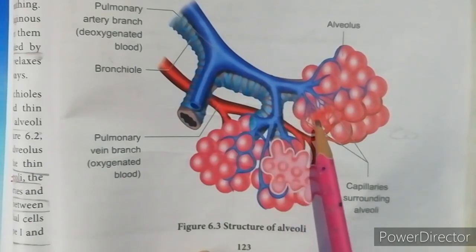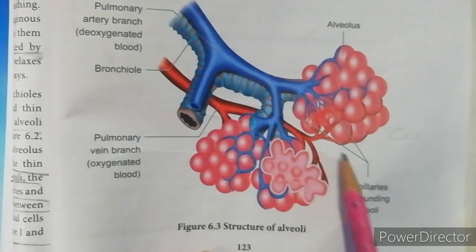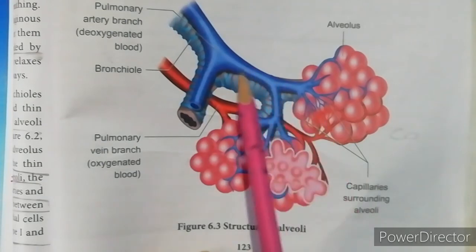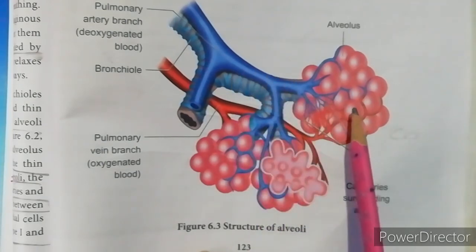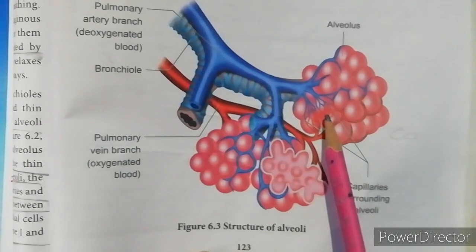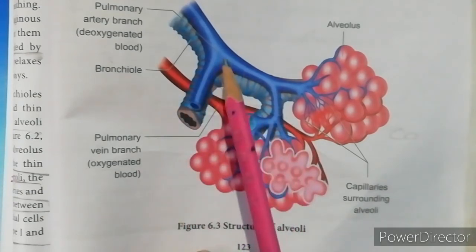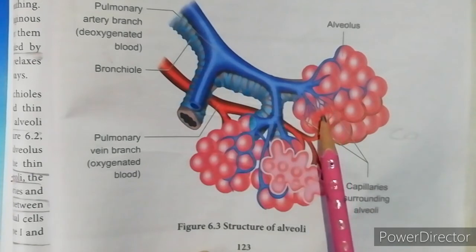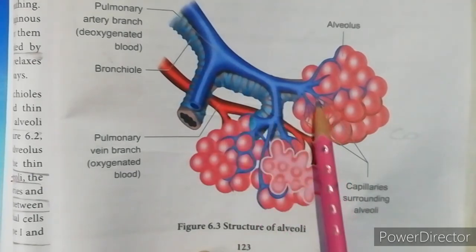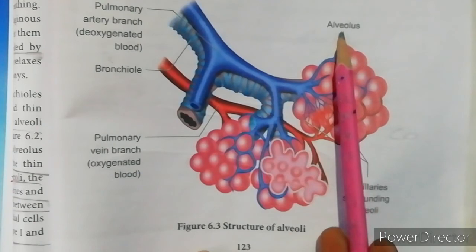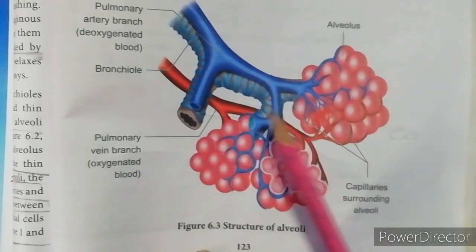Then the pulmonary vein will collect the oxygenated blood. How? The blood will leave the deoxygenated blood here, and we already have oxygen in the alveoli. So the pulmonary vein will bring this oxygenated blood from here and transport it again to the heart. The blue color is the pulmonary artery and the reddish color is the pulmonary vein. Both capillaries surround the alveoli. Understand, the single one is known as an alveolus. So that is the structure of the alveoli.